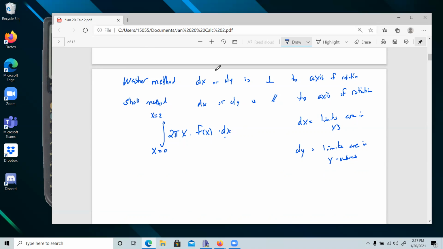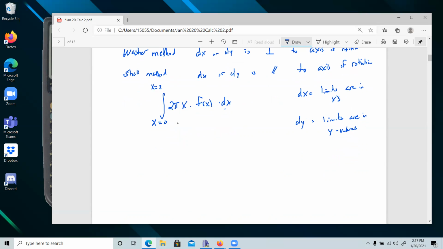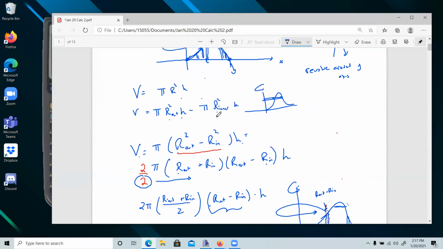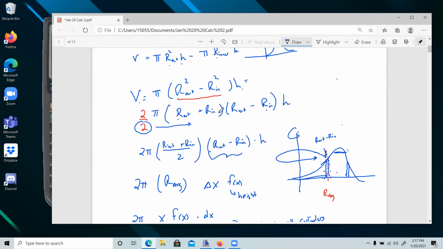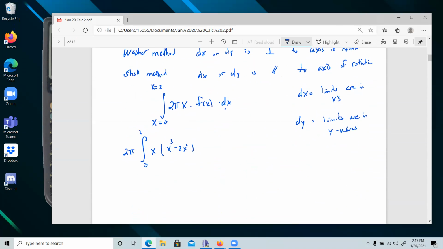Okay, but this one isn't so bad, right? I mean, this integral, we can go 0 to 2. We have our 2 pi, which we can pull out in front. We have an x, right? What do we have here? We had x cubed minus 2x squared, or what did we have? That was 2x squared minus x cubed. Sorry, let me change that around.